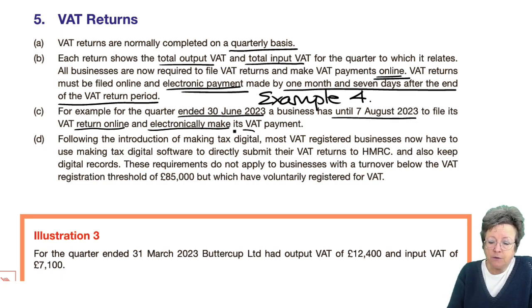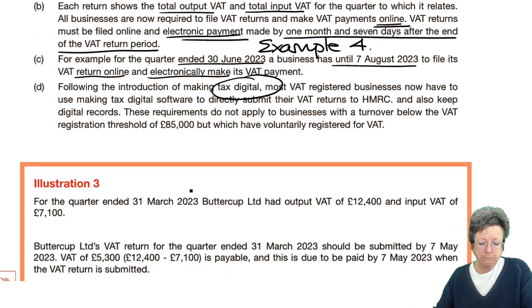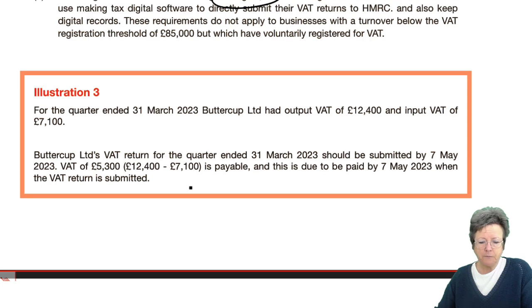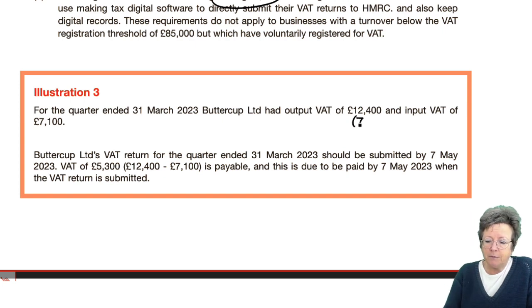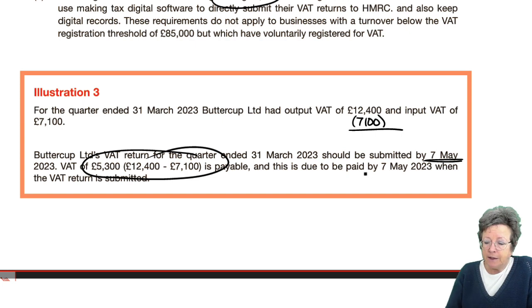So it's now Making Tax Digital within the UK. There's a lot of software available and you have to keep digital records. Okay. We have an illustration here. For the quarter ended the 31st of March, Buttercup had output VAT of 12,400 and input VAT of 7,100. So that's that minus that. So the VAT return for the quarter ended the 31st of March would be submitted by the 7th of May. And the VAT is the difference between the two. And it is due to be paid on the 7th of May when it is submitted.